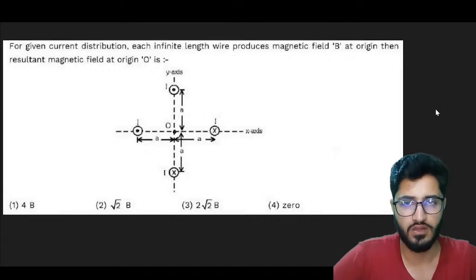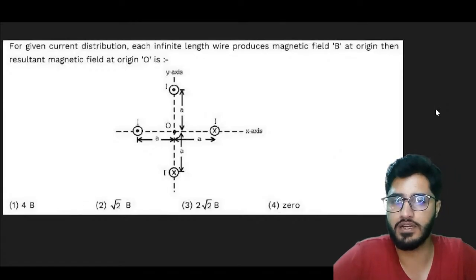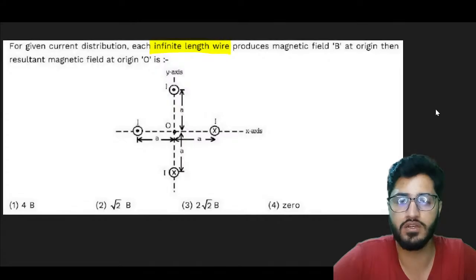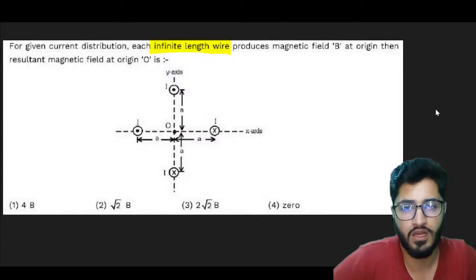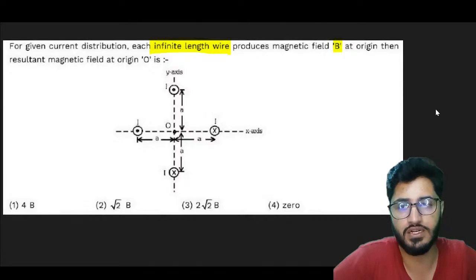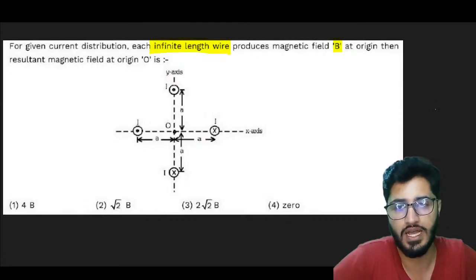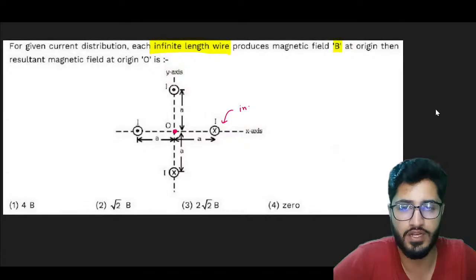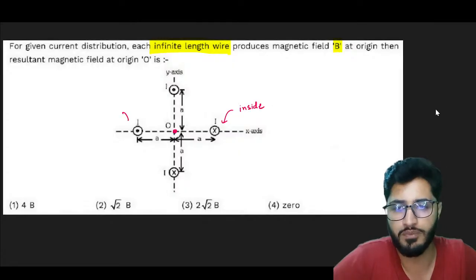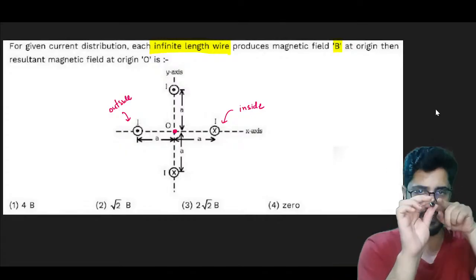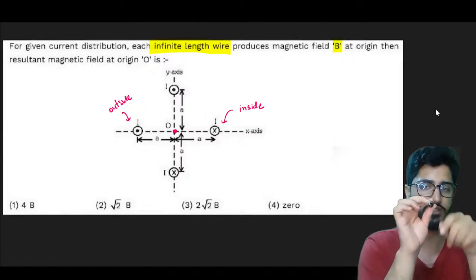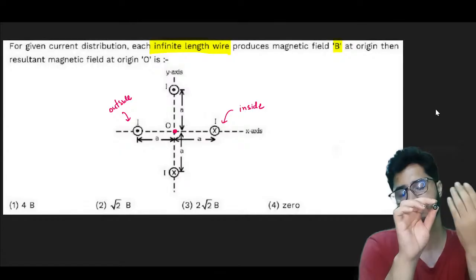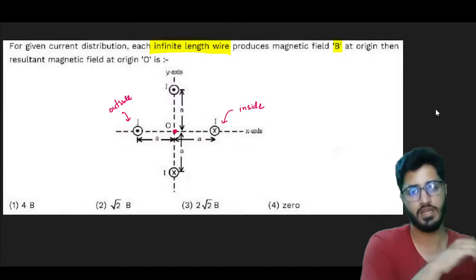Now the numerical is: for the given current distribution, each infinite length wire, mu naught I over 2 pi d, produces magnetic field B at origin. Then what is the resultant magnetic field at O? Where is O? I guess this is my O point. Look, this cross represents that the wire is going inside, and a dot means it is coming outside. If this is my pen, current going inside I represent with a cross. If it is coming out of the plane, it is a dot.